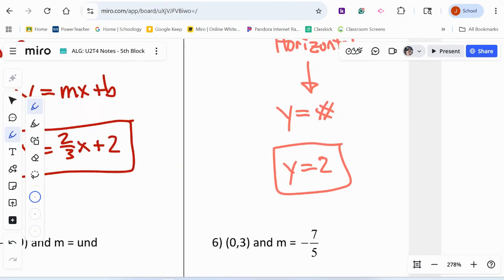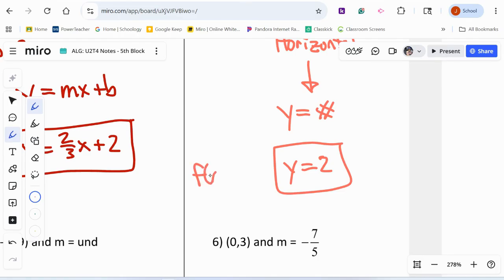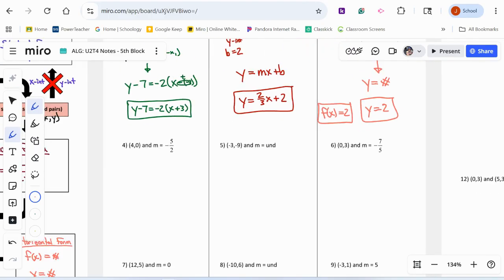All right, if you wanted to, I would also accept f of x equals 2, right? Because again, what is that saying? In function f, for any x value, y equals 2. All right, both of those would be acceptable answers.